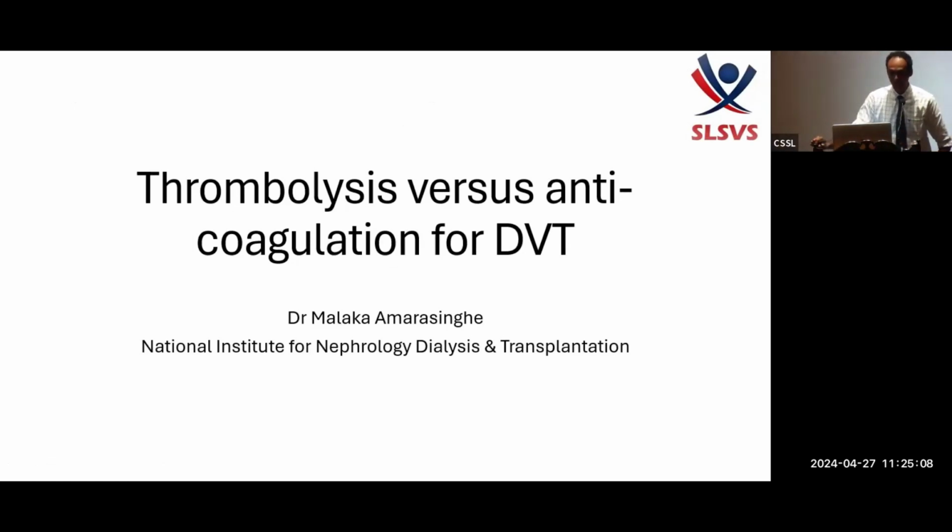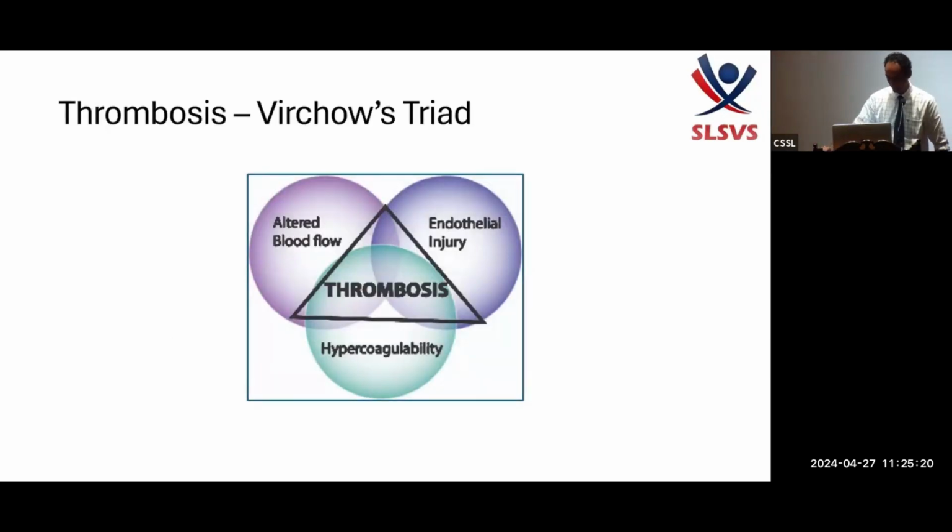I think most of the stuff about DVT is touched now, but I'll talk about thrombolysis versus anticoagulation for DVT, a quick one. As Tina discussed, you have a virtuous triad in thrombosis, and what we are trying to do is to avoid thrombosis by correcting these factors. So anticoagulation is for correcting hypercoagulable state.